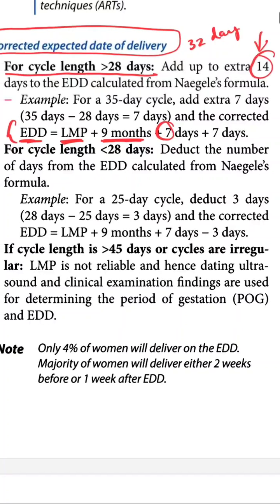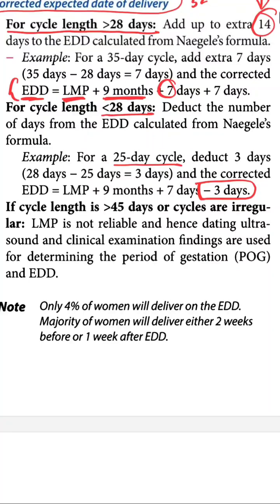Now for cycle length less than 28 days, we need to deduct the number of days from the EDD calculated from Naegeli's formula. For example, there is a 25-day cycle. We need to deduct 3 days from this 28. So 25 days means 28 minus 25 is 3 days. Therefore you need to subtract 3 days. Simple. You just need to subtract the number of days.